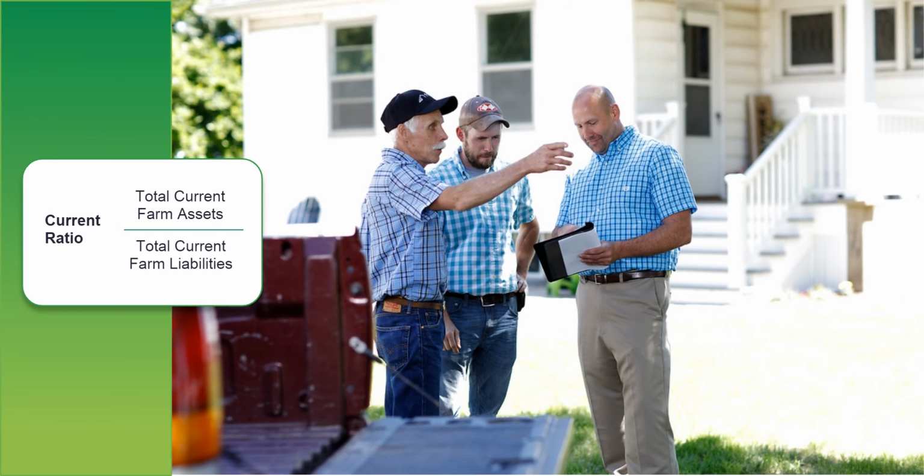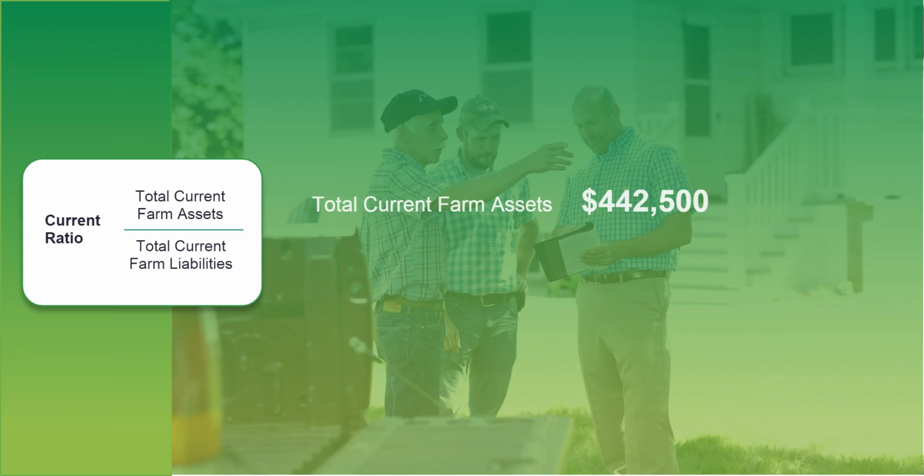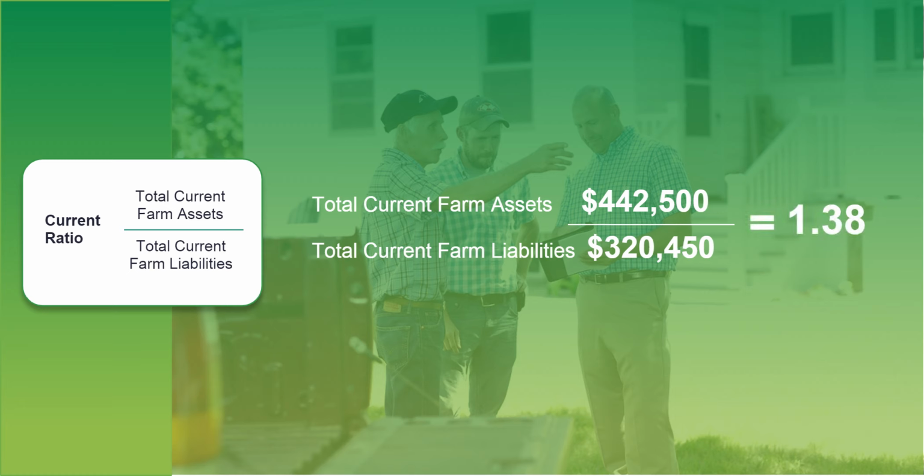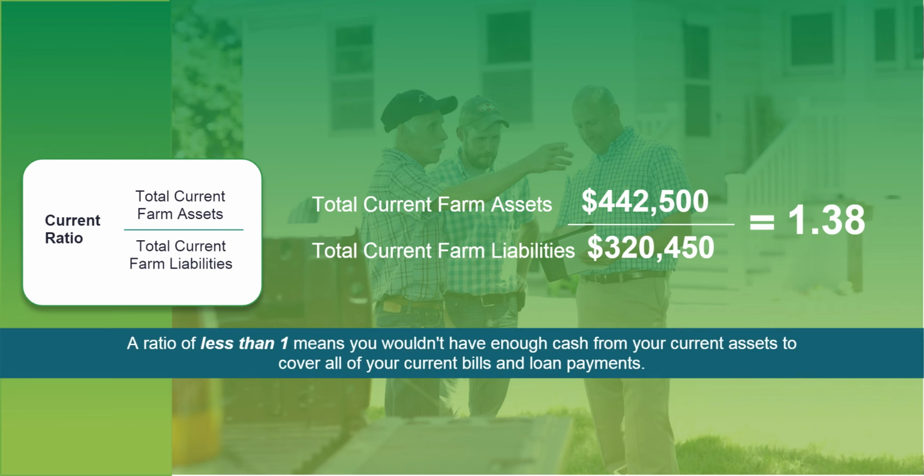Current ratio, which measures liquidity, reveals how much of your current liabilities you could pay off if you were to sell all current assets today. For example, if your current farm assets are $442,500 and your total current farm liabilities are $320,450, your current ratio is 442,500 divided by 320,450, or 1.38. A ratio of less than 1 means you wouldn't have enough cash from your current assets to cover all of your current bills and loan payments. Ideally, you want your current ratio to be more than 1.